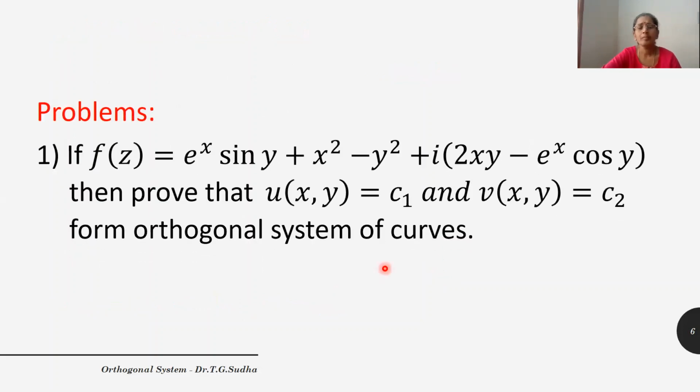Now let us see some problems here. The first one: f(z) = e^x sin y + x² - y² + i(2xy - e^x cos y). Here we need to prove that u and v form an orthogonal system of curves.